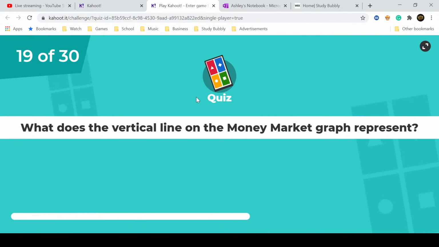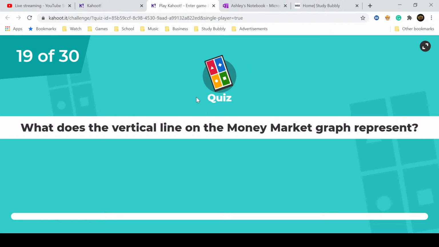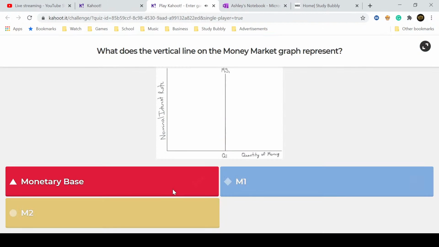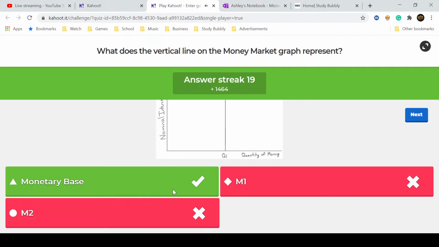What does the vertical line on the money market graph represent? Monetary base. There's three types of money when you're measuring those finite monies. So monetary base is just the base of money, kind of just what it says. M1 and M2 have to do with the money supply and circulation. Monetary base is just what's in the vaults. So that's why it's the base, because it's basically what the banks have.